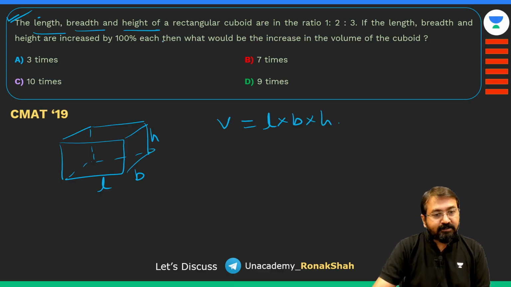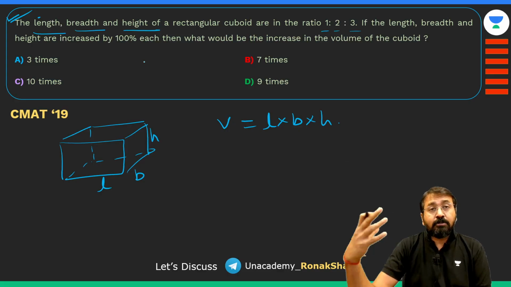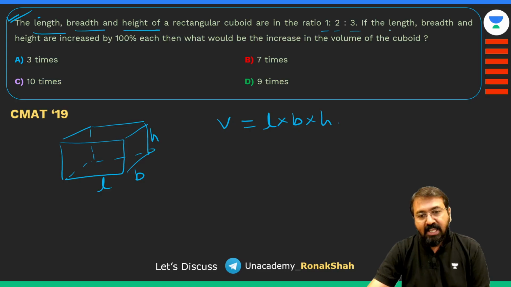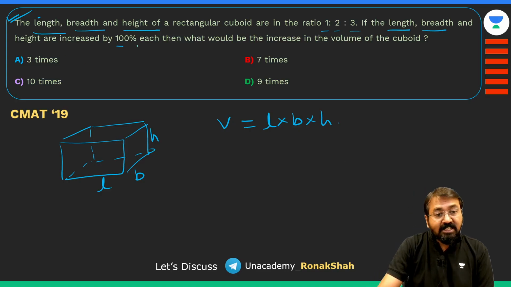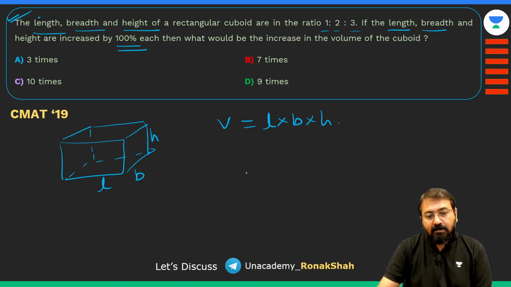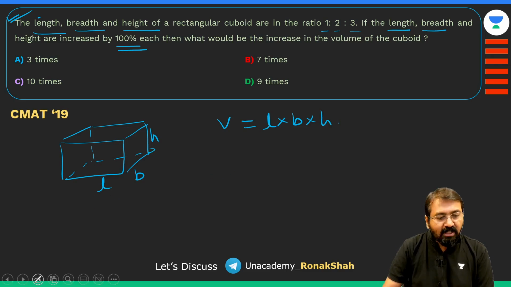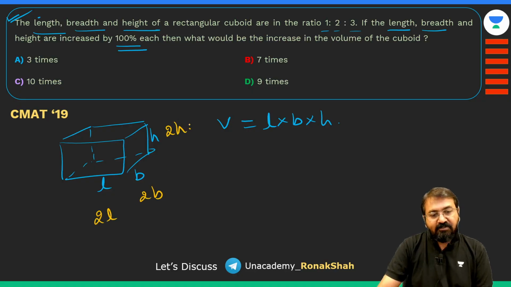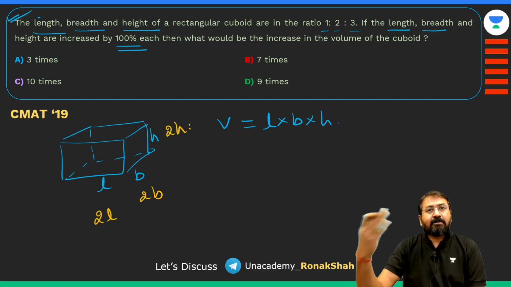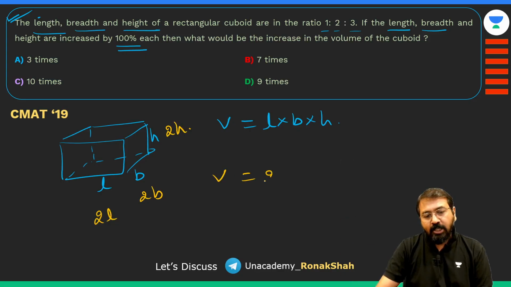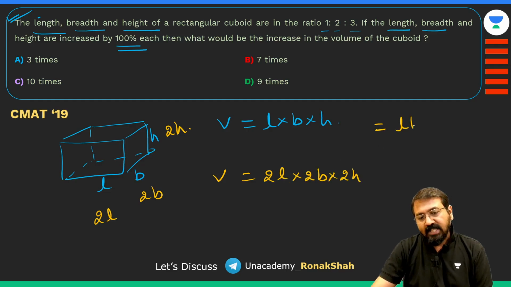Now the length, breadth, height are in the ratio 1:2:3. It doesn't matter. We don't need to use this value because we just need to find out the percentage increase. If length, breadth and height are increased by 100% each, matlab now my new length will become 2L. Let me just write it over here, 2L, 2B and 2H. See, when we increase a value by 100%, it becomes double. So my new volume will be 2L into 2B into 2H. Earlier volume was LBH. Now it has become 8 LBH.